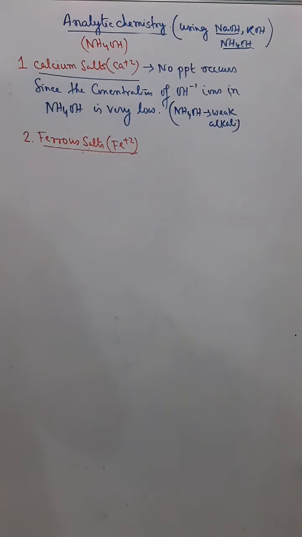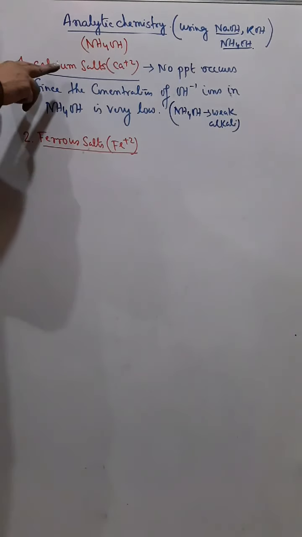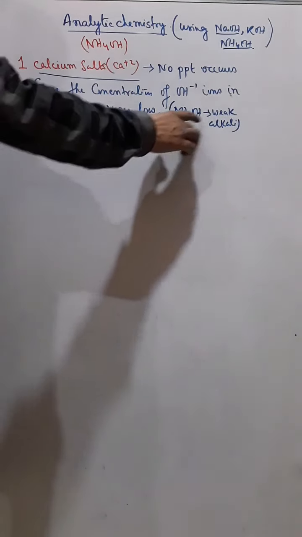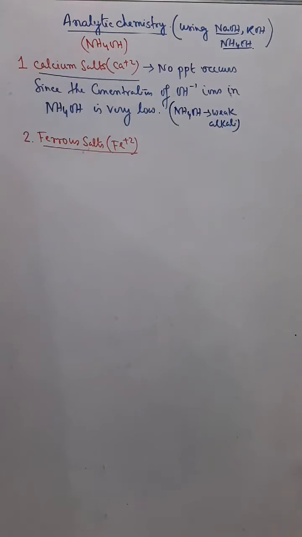with sodium hydroxide. Like see in number 1, you can remember with sodium hydroxide the calcium salts were reacting and forming calcium hydroxide as a precipitate. But with ammonium hydroxide no precipitation occurs with calcium salts, because ammonium hydroxide is a weak alkali, weak base, and the concentration of OH- in ammonium hydroxide is very low, and therefore the calcium hydroxide is not precipitated out with this. So that is the thing.